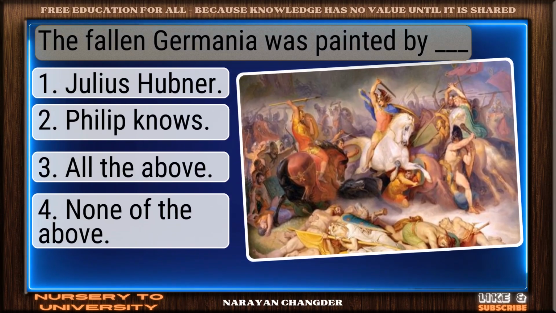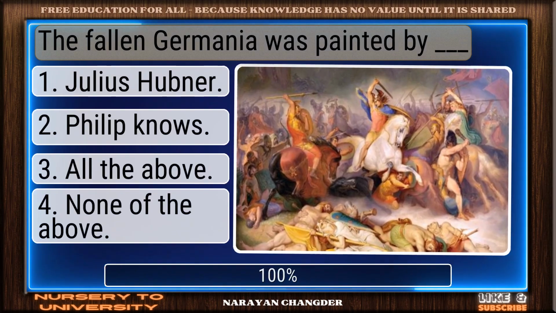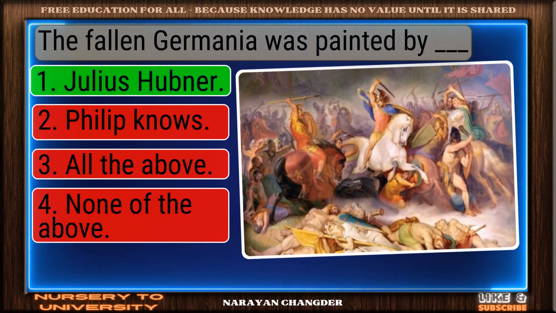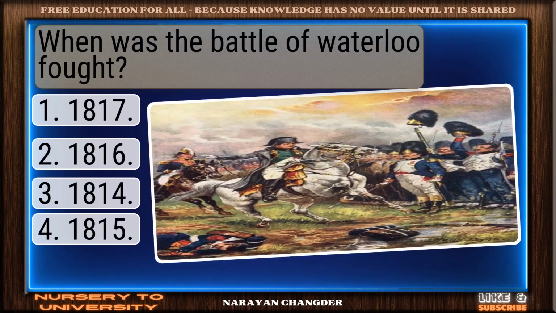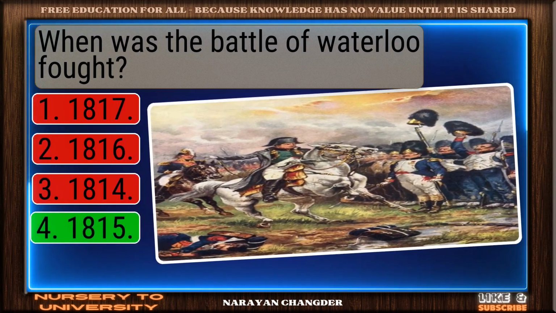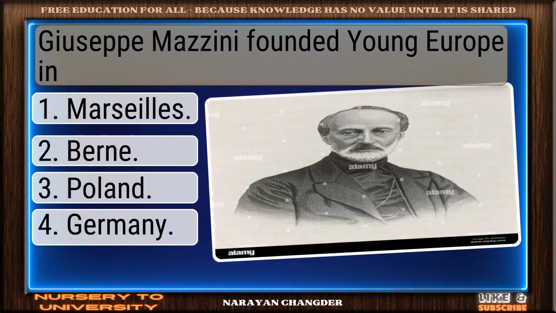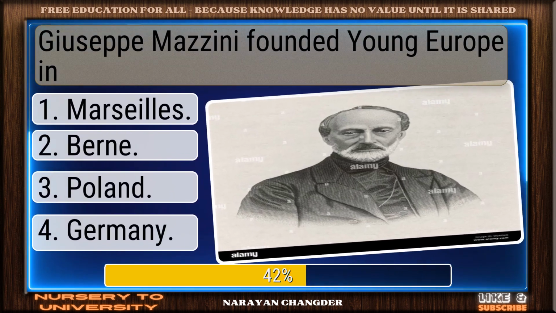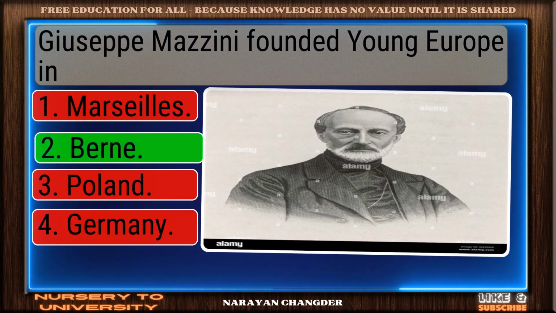The fallen Germania was painted by dash. Great job. Julius Hübner is accurate. When was the Battle of Waterloo fought? Nicely done. 1815 is solid. Giuseppe Mazzini founded Young Europe in. Right again. Bern is valid.